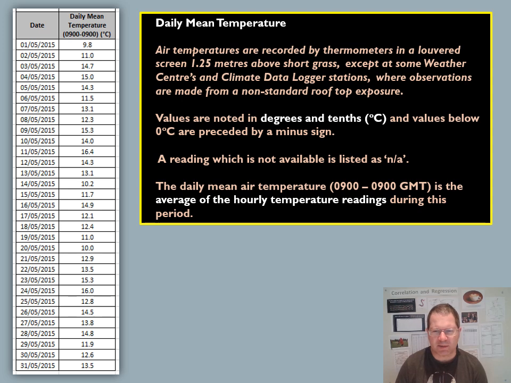The daily mean air temperature is the average of the hourly temperature readings between 9 o'clock in the morning one day and 9 o'clock in the morning the next day. Looking at the Heathrow data, apart from that first one, 9.8, they're all between 10 and 20 degrees.